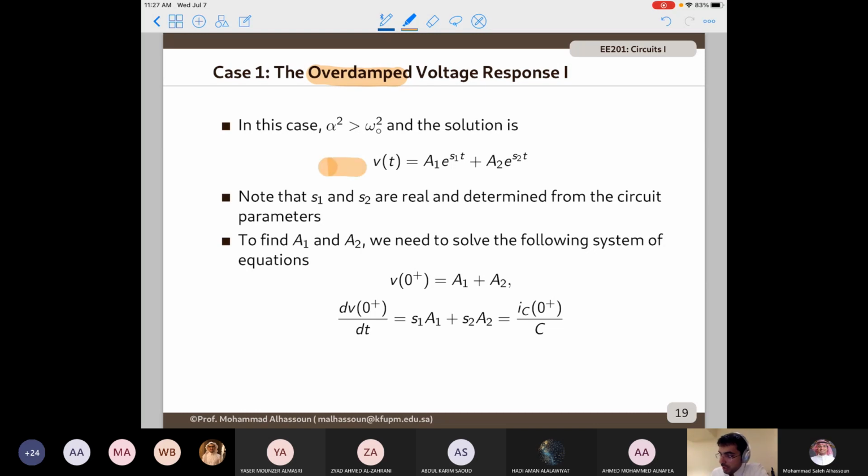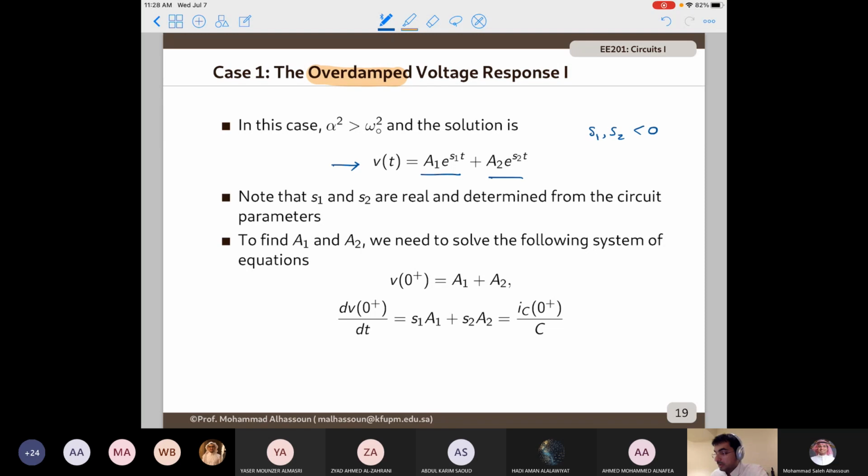So the general solution will have the following form: A1 multiplied by e to the power S1t, plus A2 multiplied by e to the power S2t. And remember, in this case, S1 and S2 are actually less than 0. Why? Because alpha is positive, so we're taking the negative side. Then you subtract something that's less than alpha, which means that it stays negative.